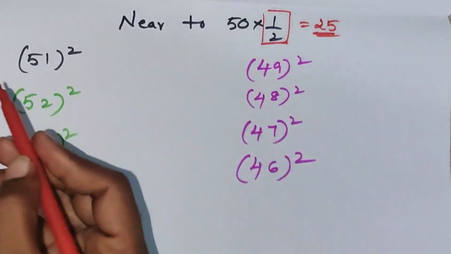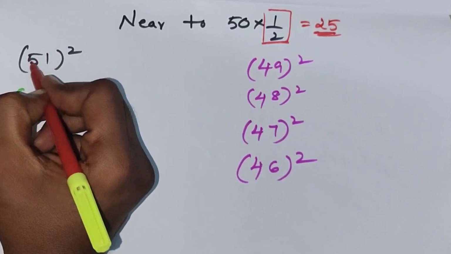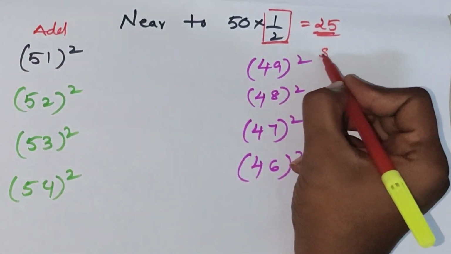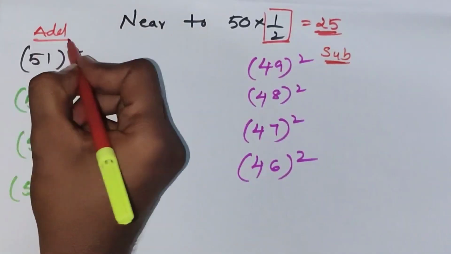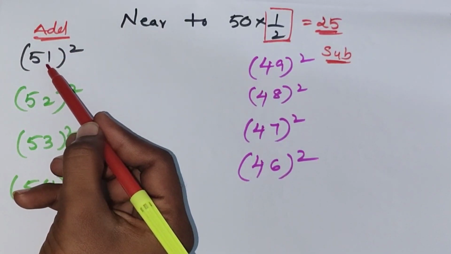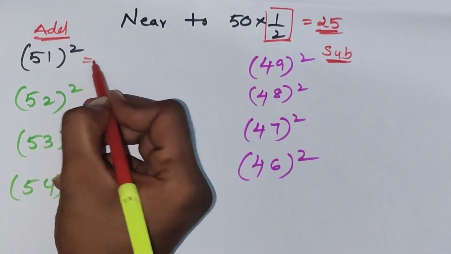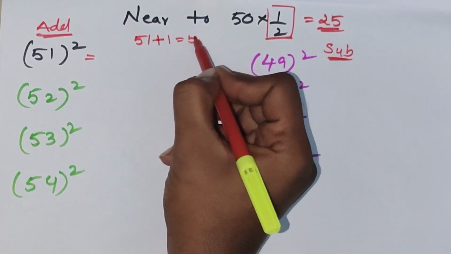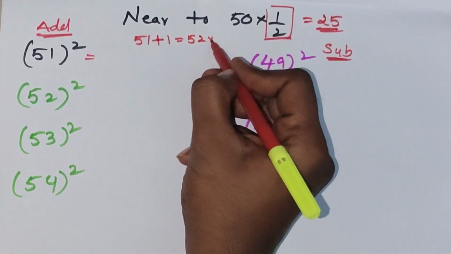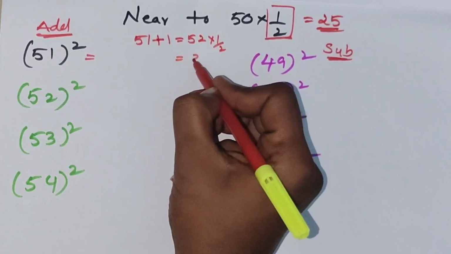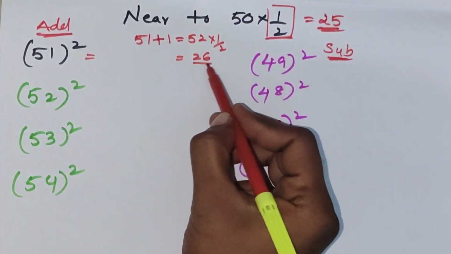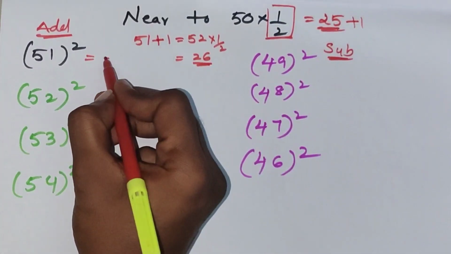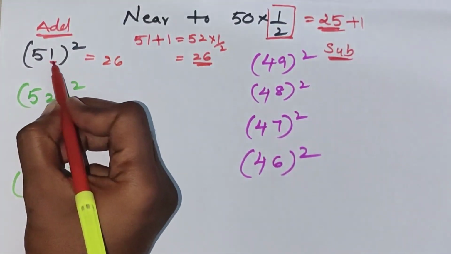Remember, it is 25. There are two conditions here. If it is above 50, we should add the number. If it is below 50, we should subtract the number. These two conditions are very important. Here, how much more than 50? It is 1 more than 50. That's why I will add for 51. We get 52 into 1 by 2, we get 26. See, 26. Here I can add directly 1, right? Then it will be 26. How much more? 1 more.